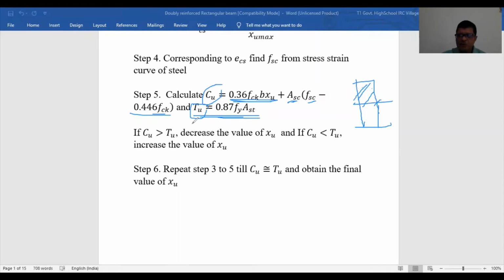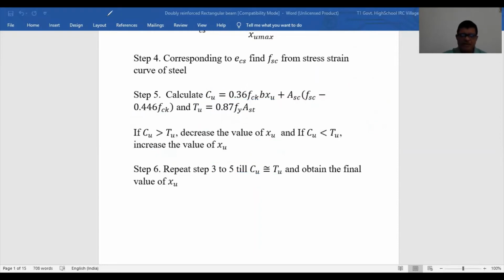If Cu is more than Tu, then you decrease the value of xu that you have assumed initially, and if it is less, then you increase the value of xu. Now again go for another trial, and within 2-3 trials you will be able to find the value of xu where Cu is approximately equal to Tu. So this will give you the value of the neutral axis.